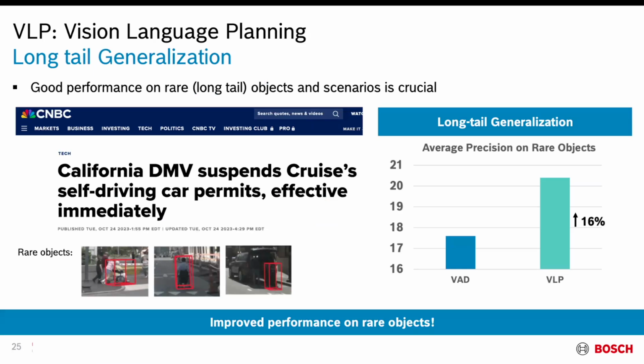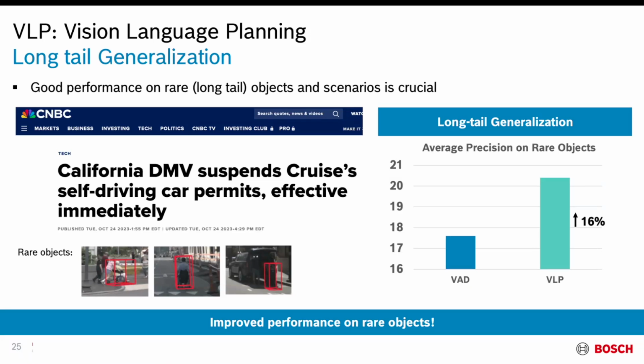And another very important problem here is the long tail scenarios. I'm not sure if you guys are familiar with this. Cruise was a self-driving car company, and I think in the summer the DMV suspended their license because of a long tail accident. And eventually, that became their downfall. The company lost its backing from those major car companies, and it had to be shut down. And so this showed that the long tail is very important.